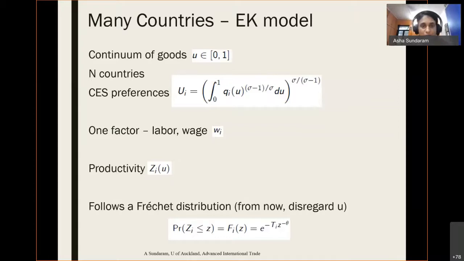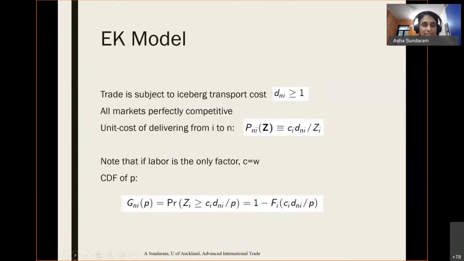Fisher Samuelson model. So U belongs to the interval 0, 1. We are also going to expand our countries now. So this is not just India and China. So this is India combined with every other country in the world, right? So N, a finite number of countries. We have preferences that are CES.